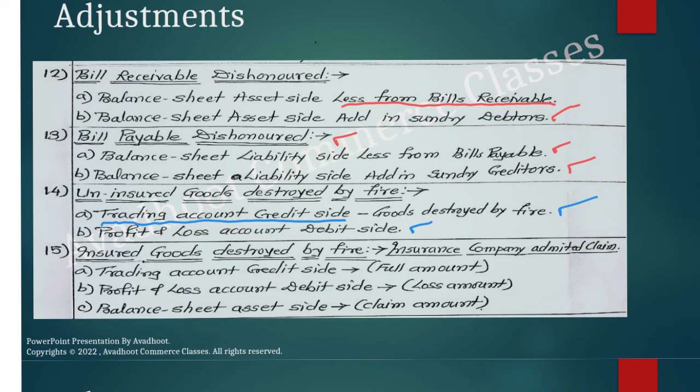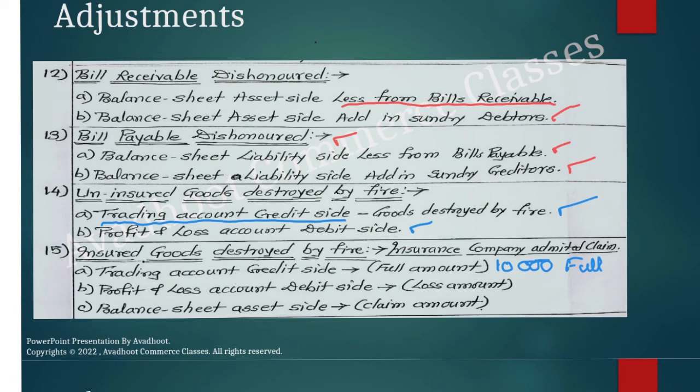Next one is insured goods destroyed by fire, that is, the insurance company admitted your claim. Suppose your goods totally destroyed by fire are of rupees 10,000. Therefore, we'll have to write in the trading account credit side goods go away at rupees how much? 10,000. Isn't it? That is your full amount to be taken there. Next one is, suppose the insurance company admitted a claim.